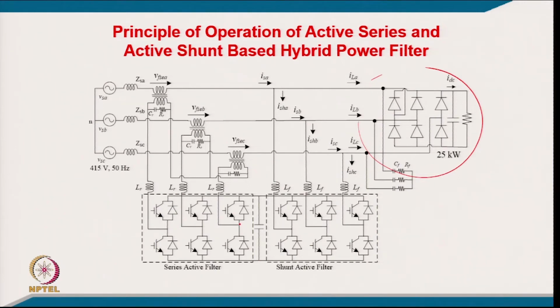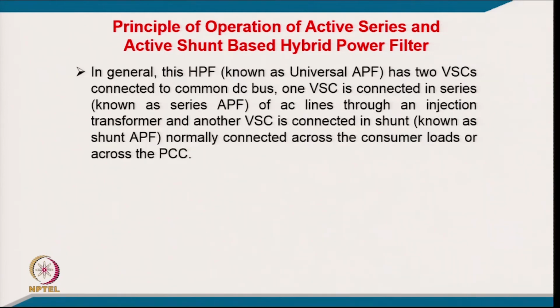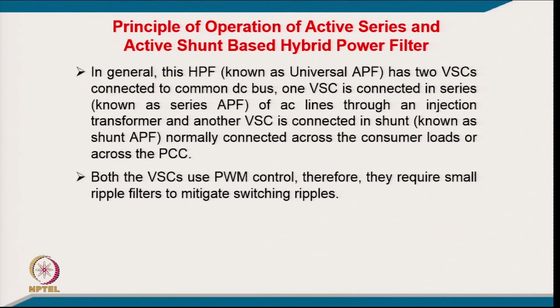Whatever active power this series active filter needs, the shunt should provide, for bidirectional flow of active power. So, in general this hybrid filter, known as the universal active filter, has two voltage source converters connected to a common DC bus. One voltage source converter is connected in series with the AC line through an injection transformer and is known as the series active power filter, and another VSC is connected in shunt, known as the shunt active power filter, normally connected across the consumer load or across the point of common coupling.